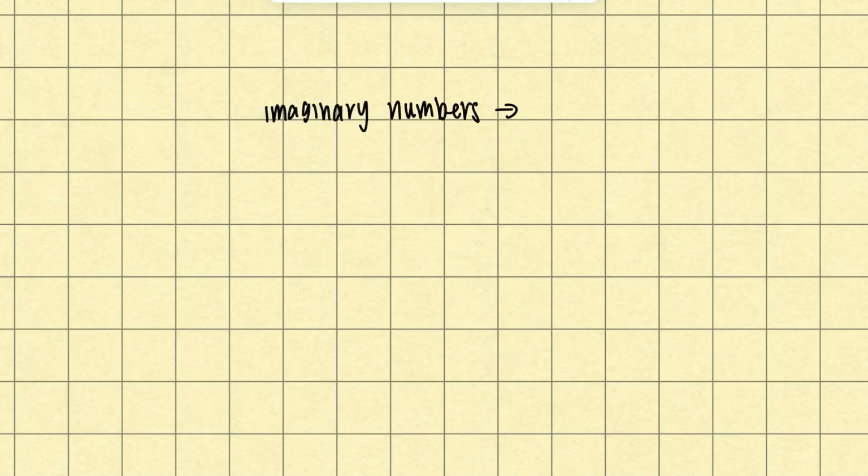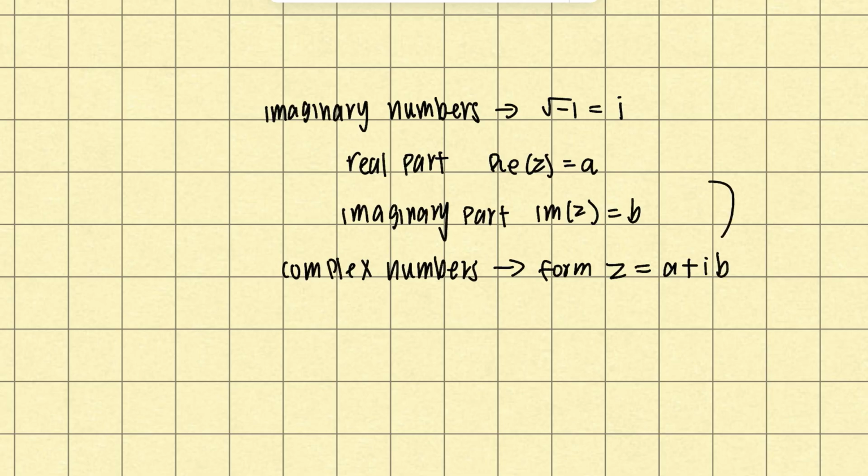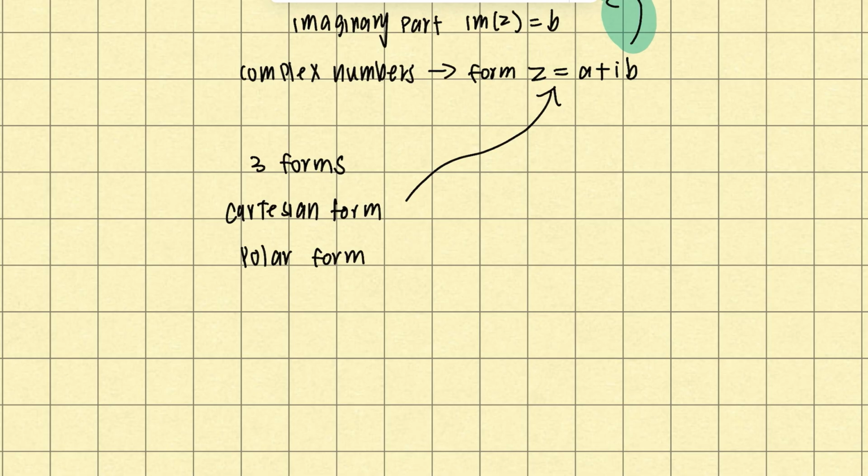Imaginary numbers are based on root -1, which we call i. They help us solve equations real numbers can't. Imaginary numbers have a real part and an imaginary part, which are used to graph them on the complex plane. Complex numbers are numbers of the form z equals a plus ib, where a and b belong to real numbers. a is called the real part of z, and we write Re(z) equals a, and b is called the imaginary part of z, and we write Im(z) equals b. Complex numbers can be displayed in three different forms: the Cartesian form, polar form, or Euler's form.